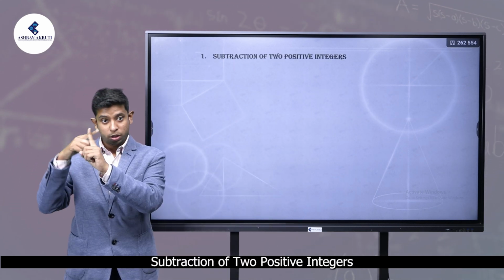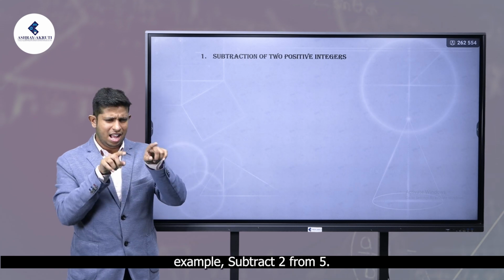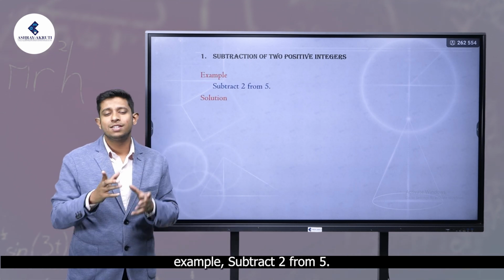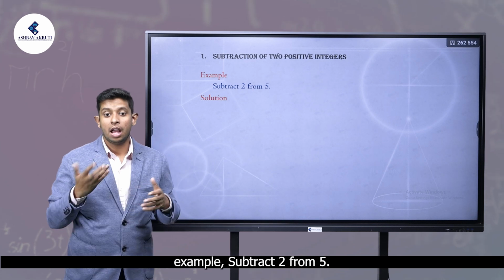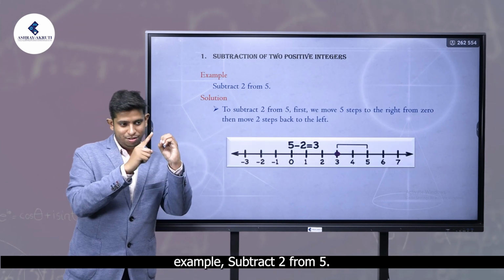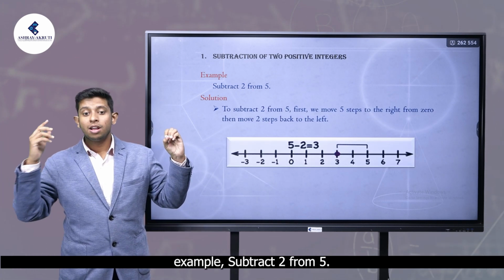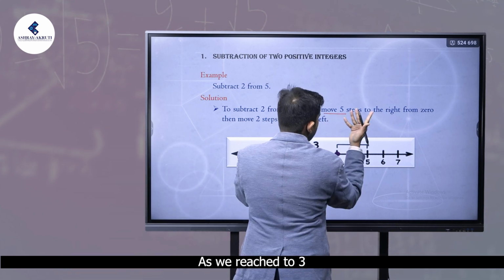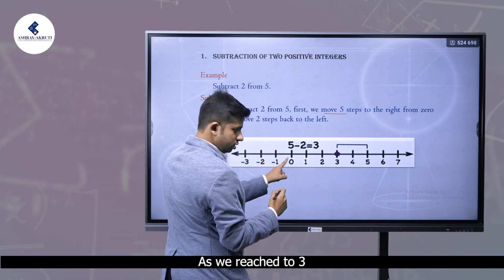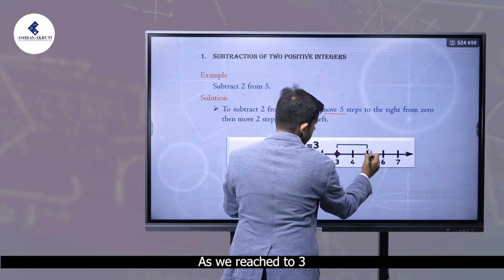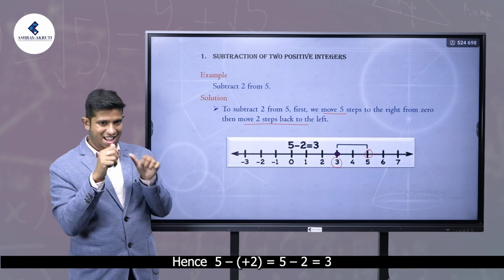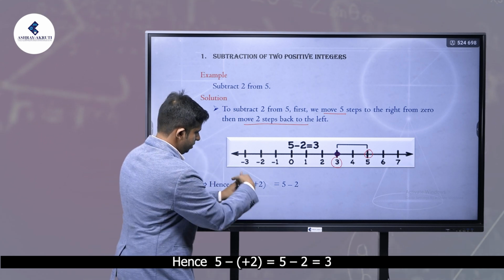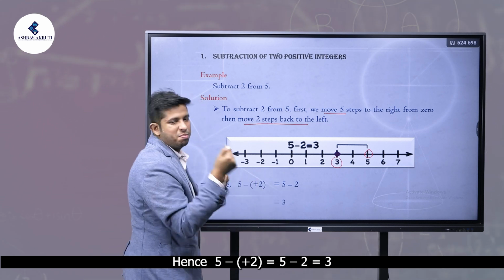Subtraction of two positive integers. Example. Subtract 2 from 5. Solution. To subtract 2 from 5, first we move 5 steps to the right from 0, then move 2 steps back to the left. As we reach 3, hence 5 minus of plus 2 is equal to 5 minus 2, which is equal to 3.